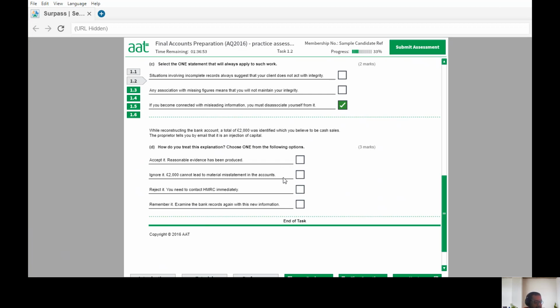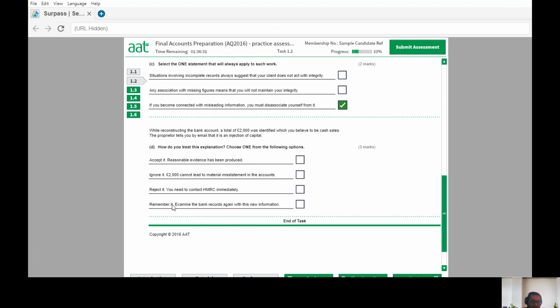You can't just ignore it, even though that is £2,000. This is something you have to be very careful about. The next one, reject it. You need to contact HMRC immediately, because we still don't know 100%, do we? So we can't just call HMRC and compromise your customer and possibly lose him forever. But you have to look at it here.